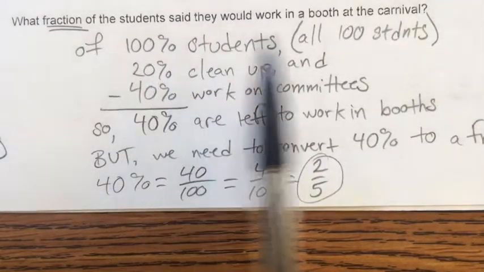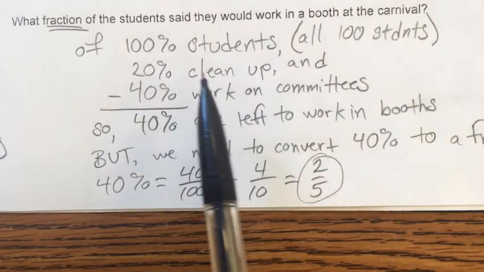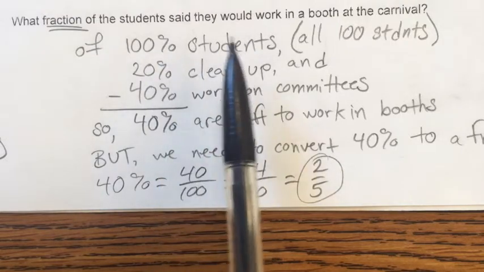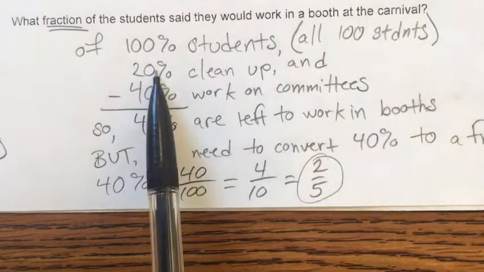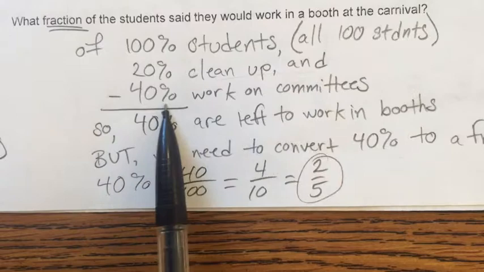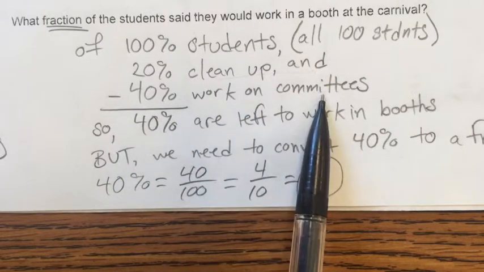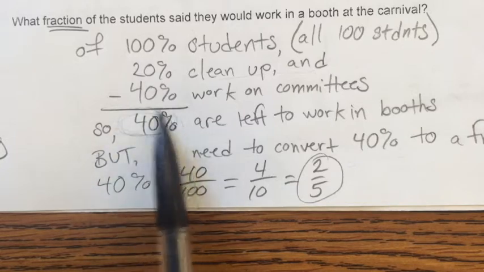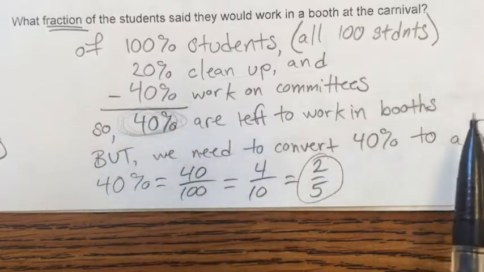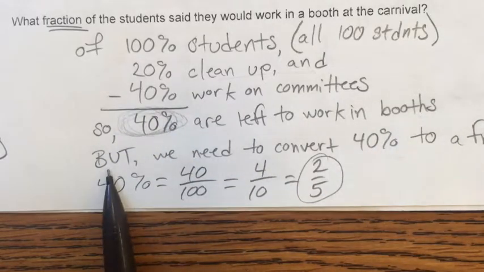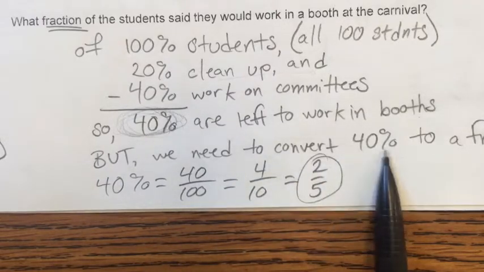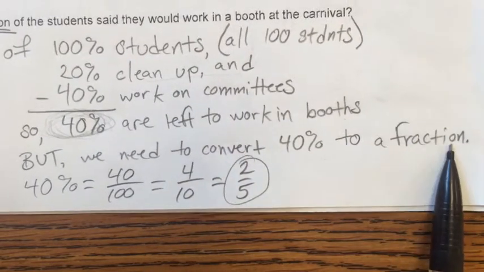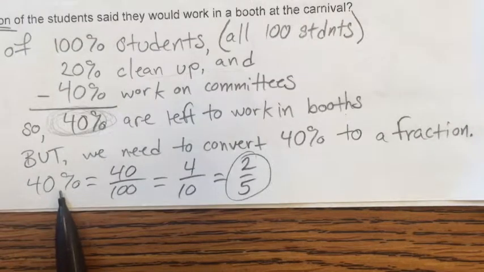Okay, if 100% of all 100 students are at the carnival and 20% of them are cleaning up and 40% of them are working on committees, then how many are left over? Well, 40% are left over to work in the booth. But we need to convert 40% to a fraction.